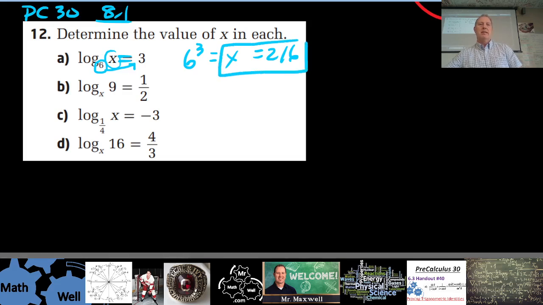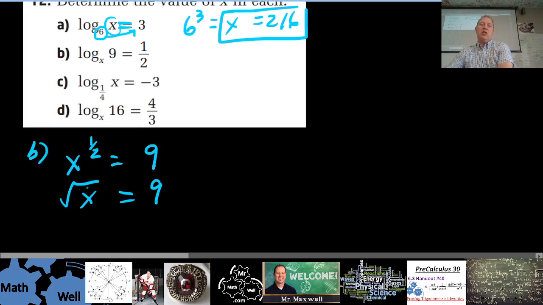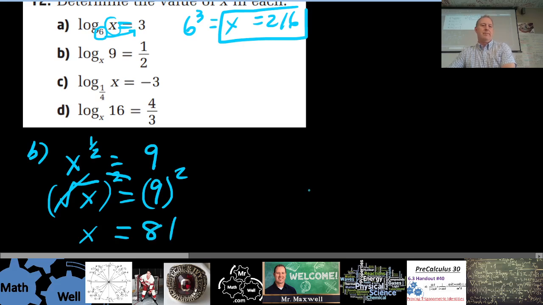Okay, B. Let's take a look at B. I'll do it over here. So this is x to the power of 1/2 equals 9. Or square root of something, because that's what 1/2 as an exponent means, equals 9. So right away you should be able to tell what x is. However, if you're still unaware and you want to know how can I mathematically solve for x all by itself, do the opposite operation of square rooting, which is squaring both sides. You get x, because these cancel out, equals 81. Okay? So the square root of 81 is 9.